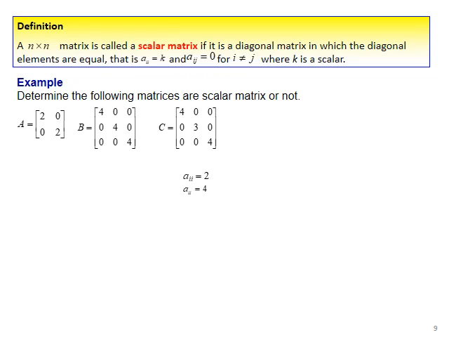Scalar matrix. A scalar matrix is a diagonal matrix, but the diagonal elements are the same. As an example, this is a 2 by 2 matrix here. You see the diagonal has the same value, which is 2. The diagonal here has the same value, which is 4. The diagonal here, oh, there is a 3, 4, 4, 3. So this is not a scalar matrix. This is diagonal, but not a scalar matrix.